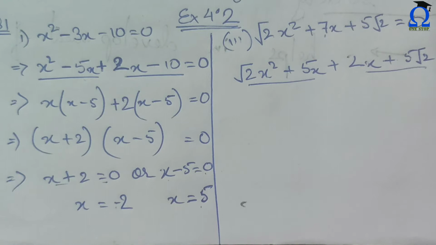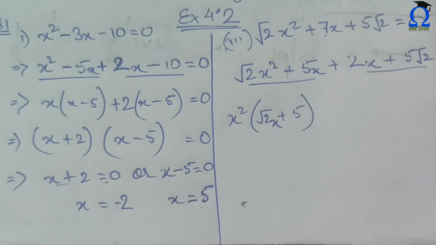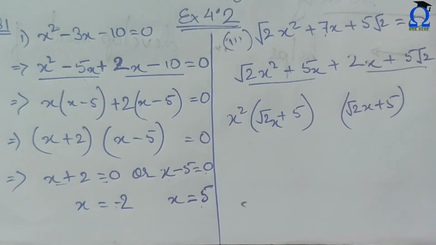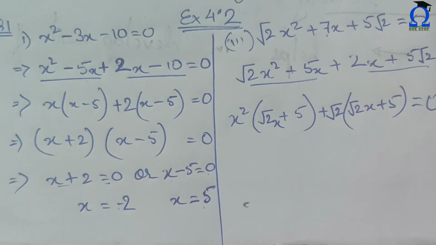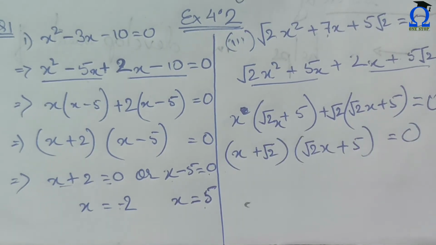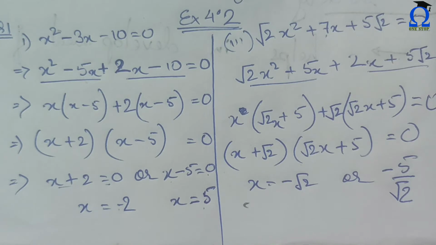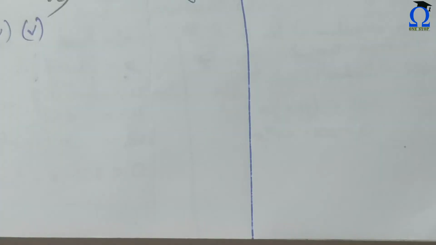Now taking the common terms out of these two terms, root 2x plus 5 will remain inside, and we will directly copy this here, and we will find what should be multiplied to this to get 2x plus 5 root 2, that is obviously plus root 2. Understood? Now putting these terms as the factors, we will get our answer minus root 2 or -5 by root 2. Understood? So I think the rest of the parts you can do by yourself.